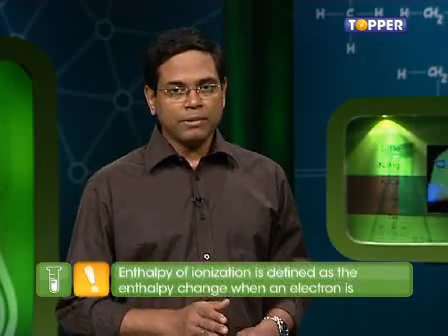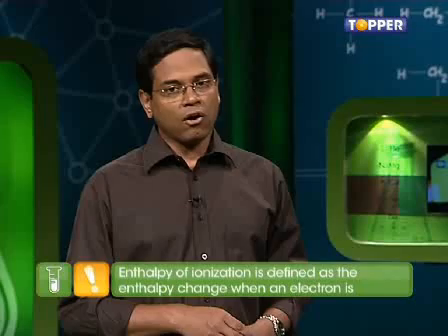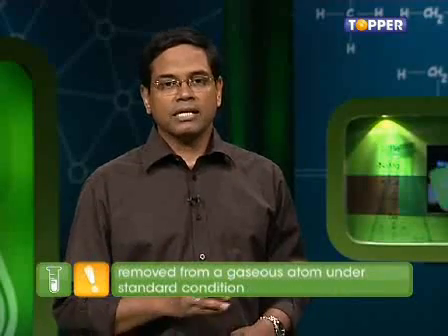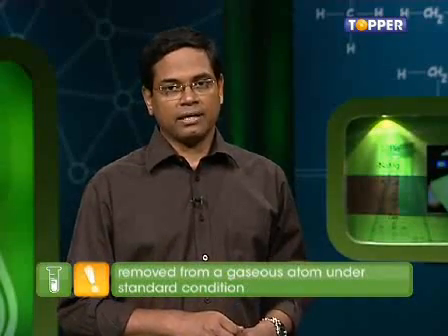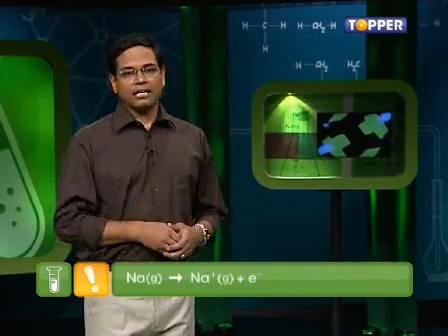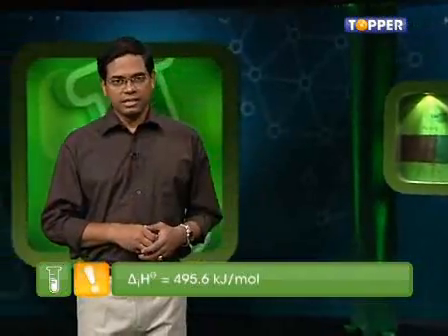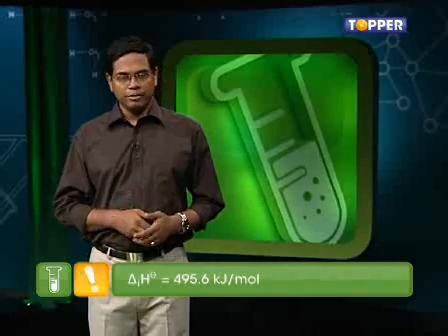Despite its small size, we cannot remove an electron from an atom easily. As a result, removal of the electron will require a substantial amount of energy. The enthalpy change that accompanies removal of an electron from a gaseous atom is known as ionization enthalpy, and it is denoted by delta H naught ionization under standard conditions. For example, standard enthalpy of ionization of sodium will require 495.6 kilojoules per mole of energy to remove electrons from 1 mole of sodium vapor.